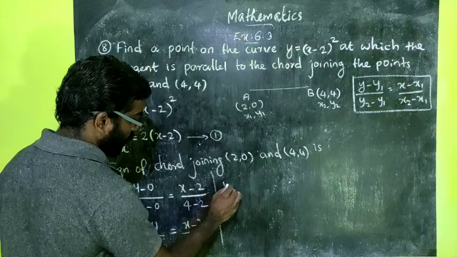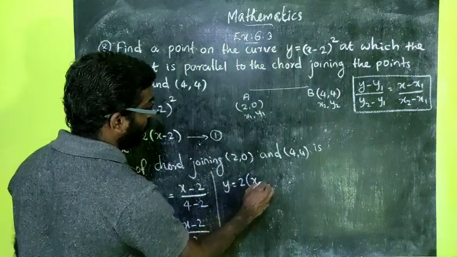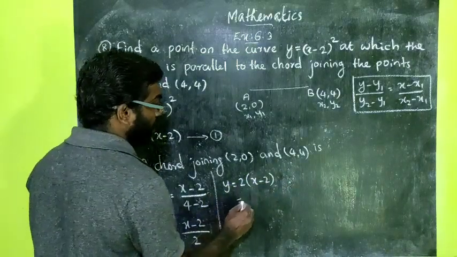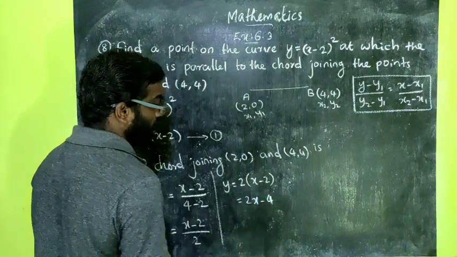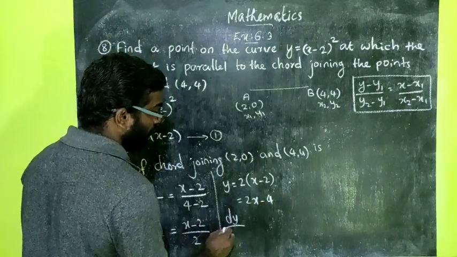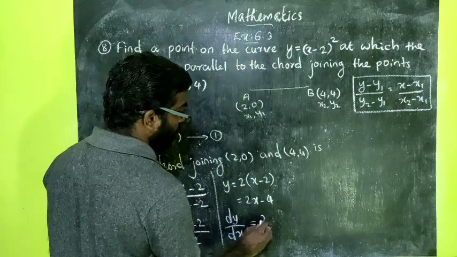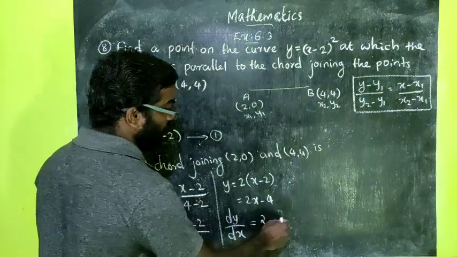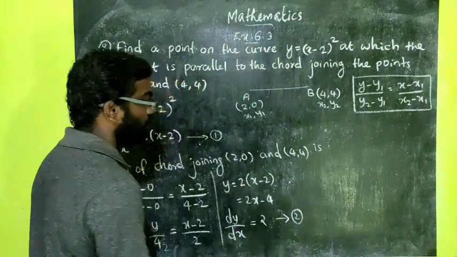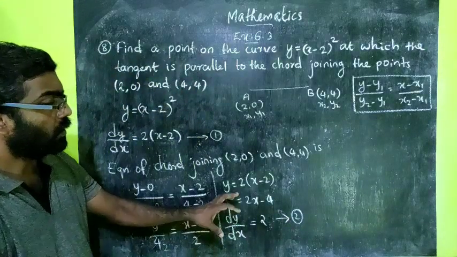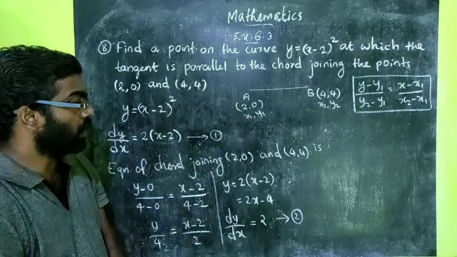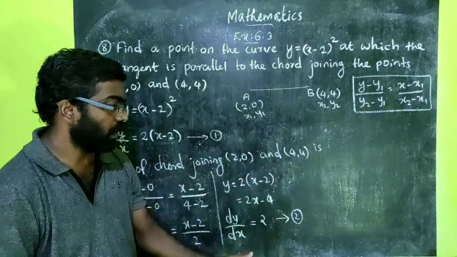Or we can write y is equal to 2 into x minus 2, which is equal to 2x minus 4. Now we can find the derivative dy by dx. dy by dx is equal to 2x derivative 2 minus 4 derivative 0. Take it as equation number 2. That means the slope of the chord joining the points (2, 0) and (4, 4) is what?